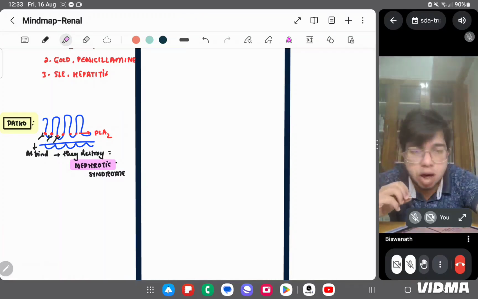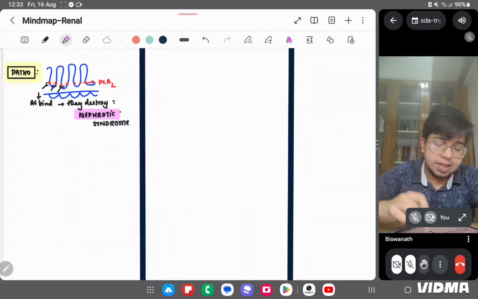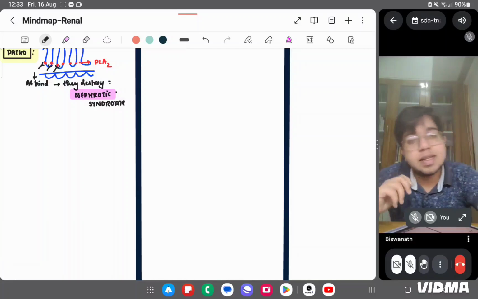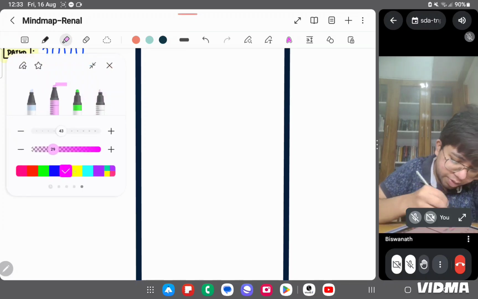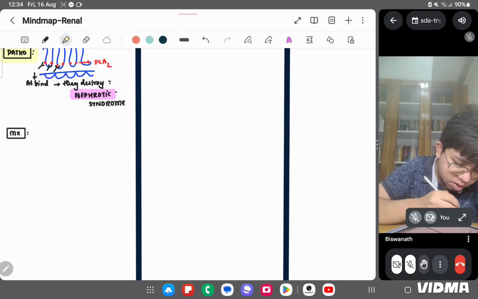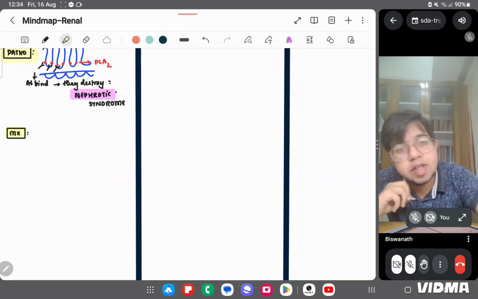Nephrotic syndrome. Understood? This is the basic pathogenesis. Then let's come to the microscopy of this disorder. Microscopy. So what will you see in microscopy? Just think. What will you see in the microscopy?